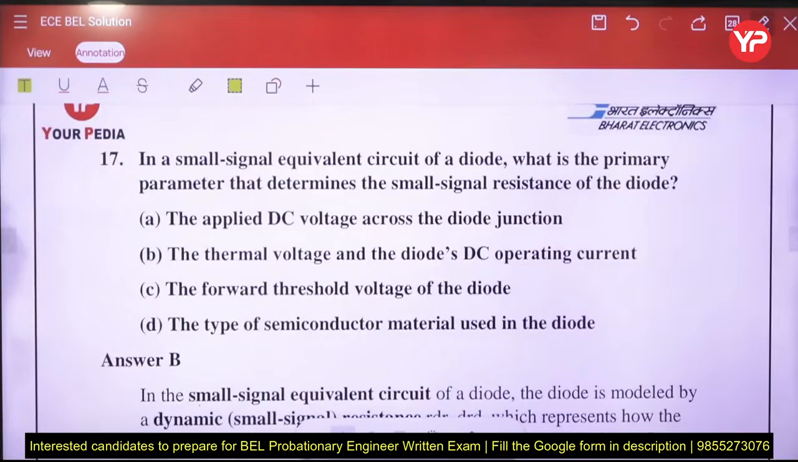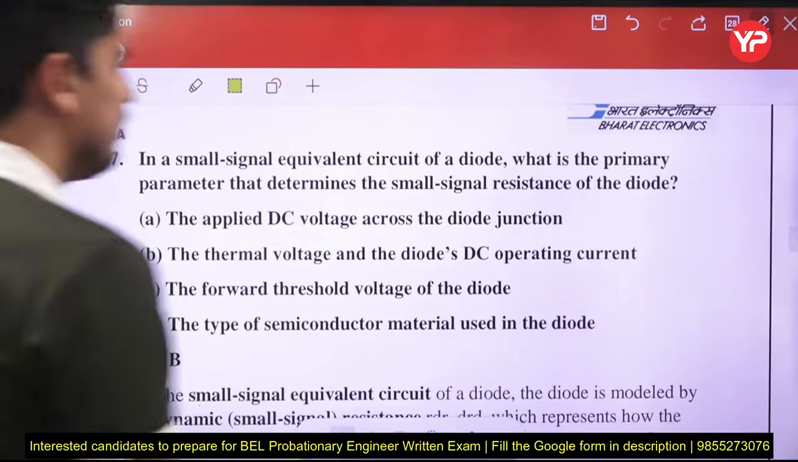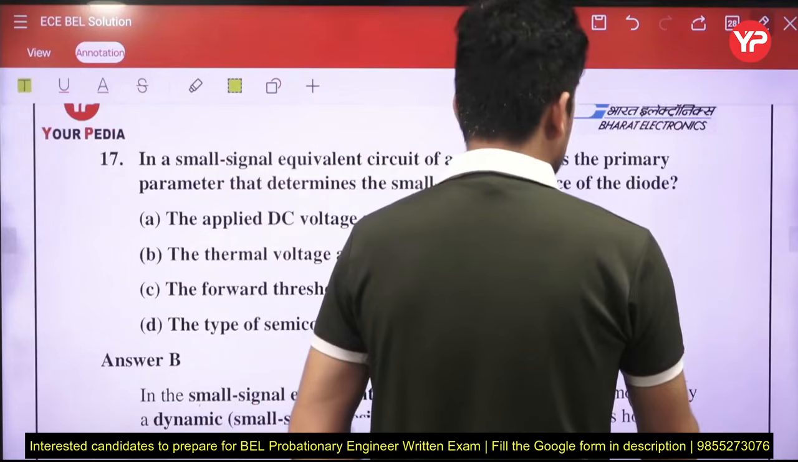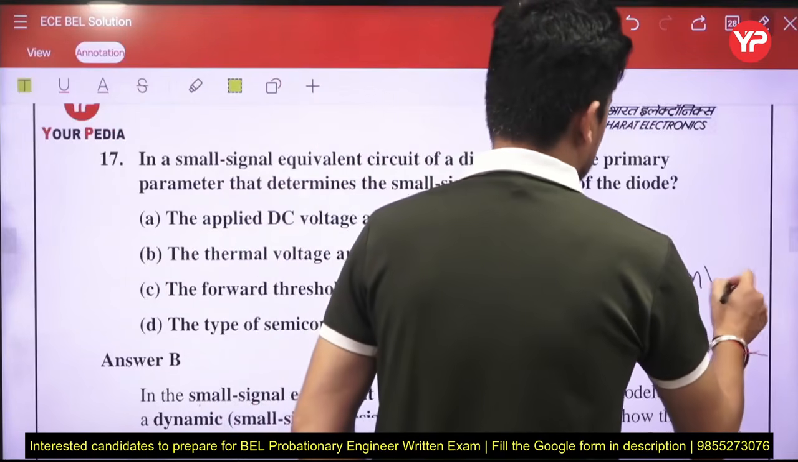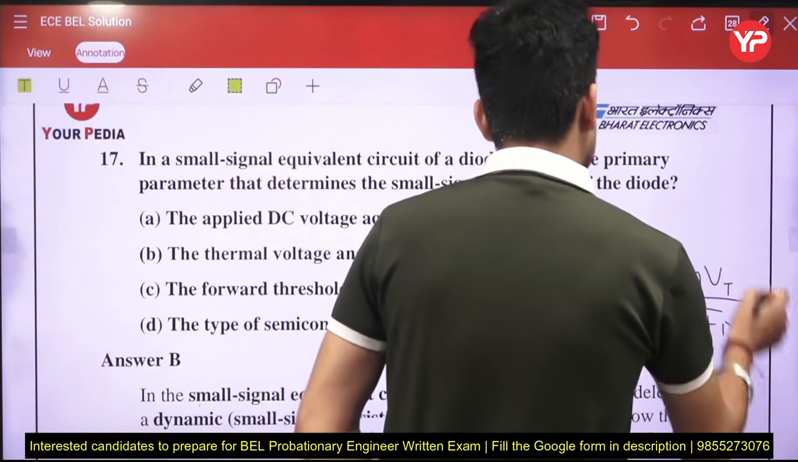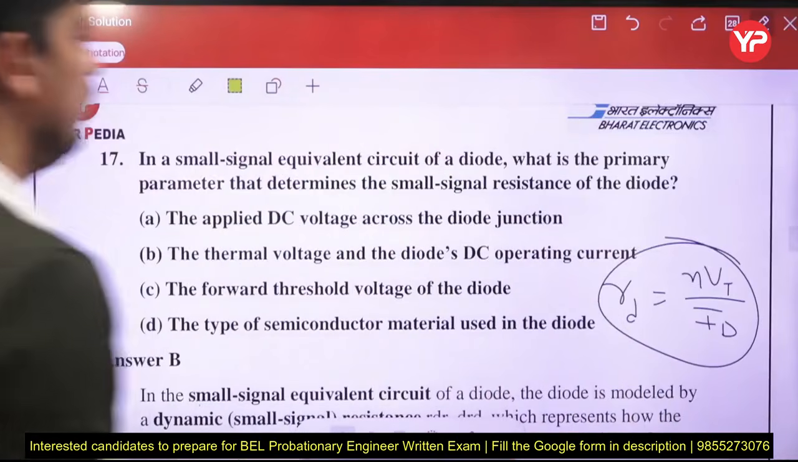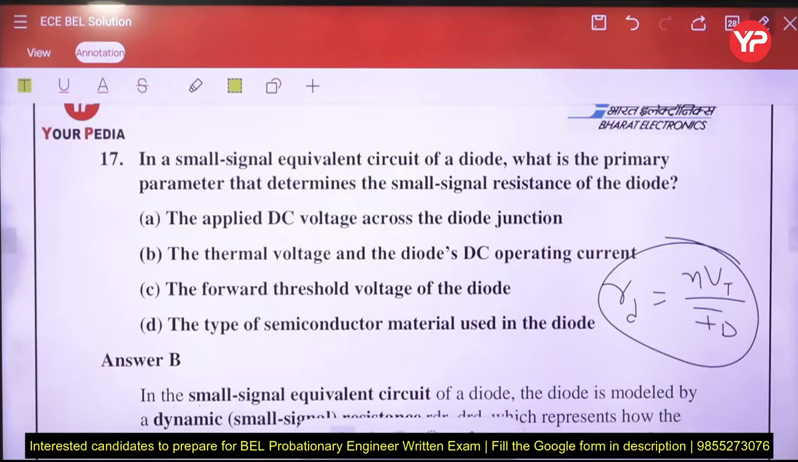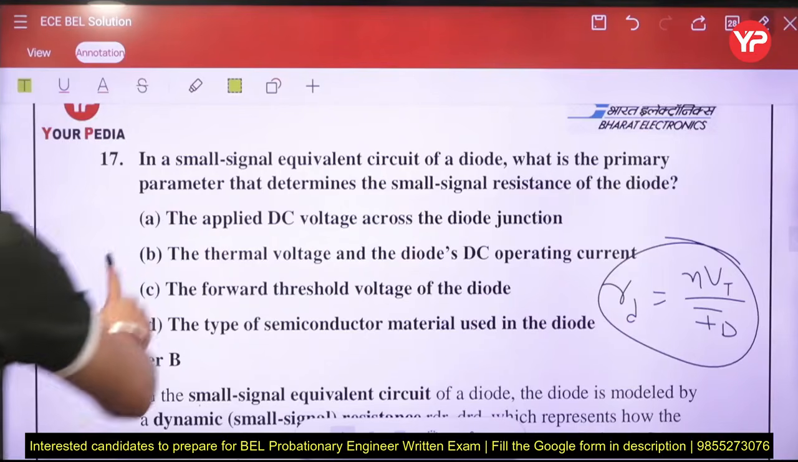In a small signal equivalent circuit of a diode, what is the primary parameter that determines the small signal resistance of the diode? The small signal resistance of the diode will be eta Vt over Id. That is defined by the thermal voltage and the diode DC current. So the answer will be P here.